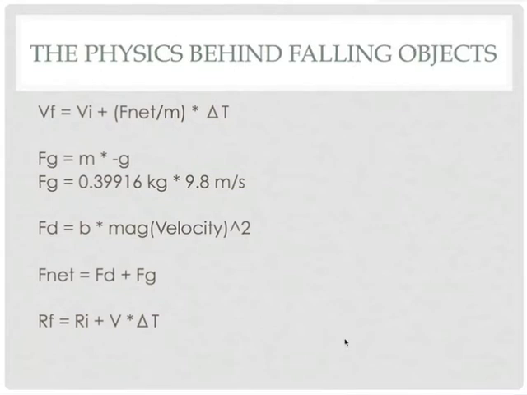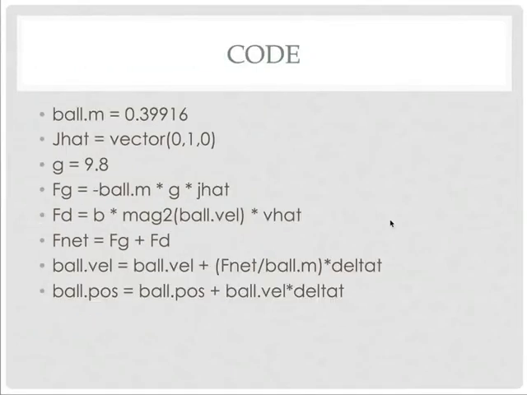The final equation on this slide is the change in position formula. It's represented by the object's initial position plus the product of the average velocity and the change in time. This slide simply helps to show how the physics translates into code.